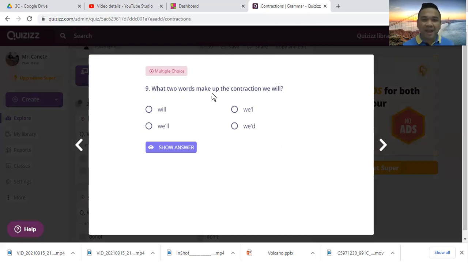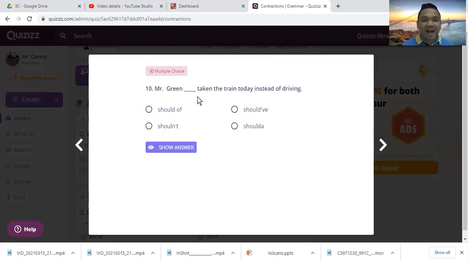What two words make up the contraction we'll? Again, what two words make up the contraction we'll? Is it will, well, or with? Look at the spelling correctly. Analyze carefully before you choose your answer. Amazing. So it's will. We will, the contraction is we'll. Always remember that. Number 10.